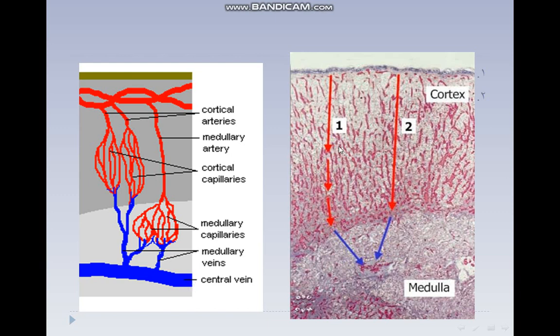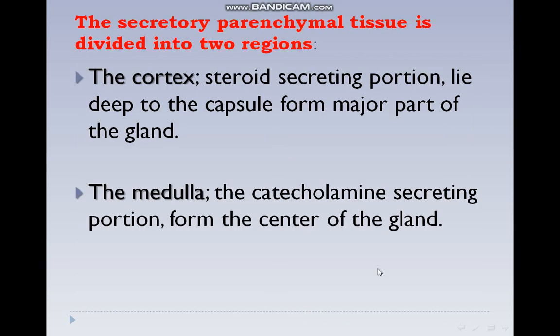In this figure, which is the same as the previous one, this interrupted line represents the cortical artery that has its plexus within the cortex, and this continuous line represents a medullary artery that has its plexus within the medulla, and both join the suprarenal vein within the medulla.